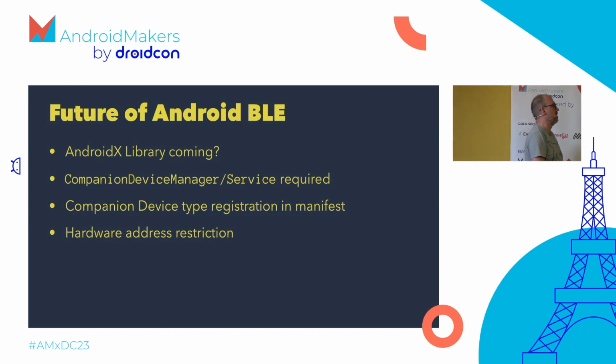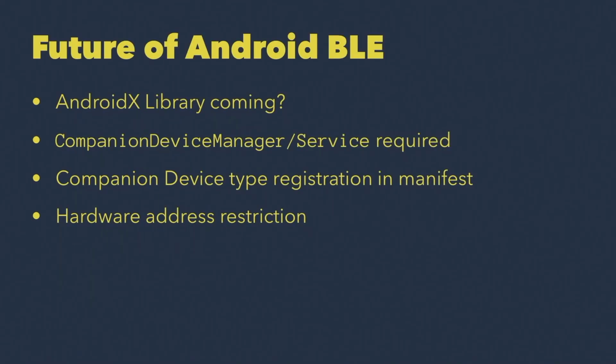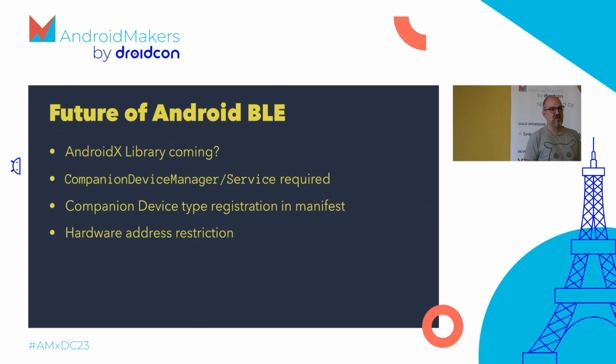How is the future looking? There might be an AndroidX library. They are talking about it. It's early days. Maybe we'll hear something at Google I/O. You will need to use Companion Device Manager and Companion Device Service. It's probably going to be mandatory for any companion app in the future, so just get started with it now.